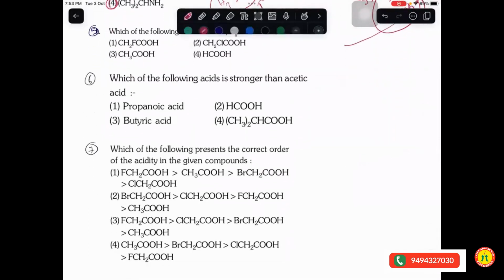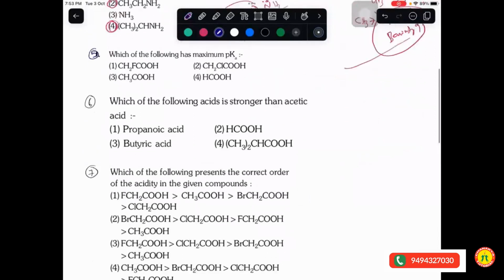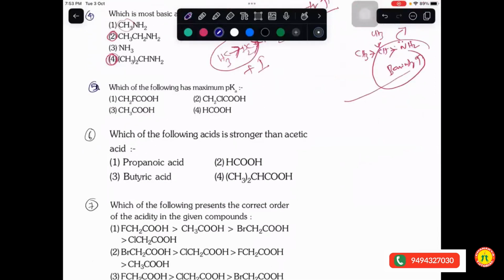Fifth one, sir. Fifth one, right? See, yesterday I told you. Which of the following has the maximum pKa? Listen, when the pKa value increases, acidity decreases. This means we need the least acidic one among the following.